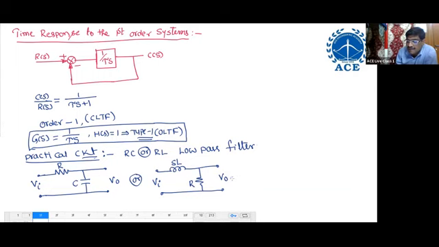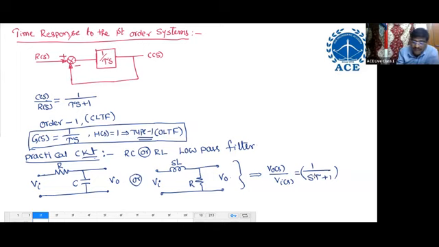These two are practical circuits. For these two circuits, if you find the transfer function, you will get 1 by S tau plus 1 only, because these are low pass filters. These are the practical circuits for this block diagram.